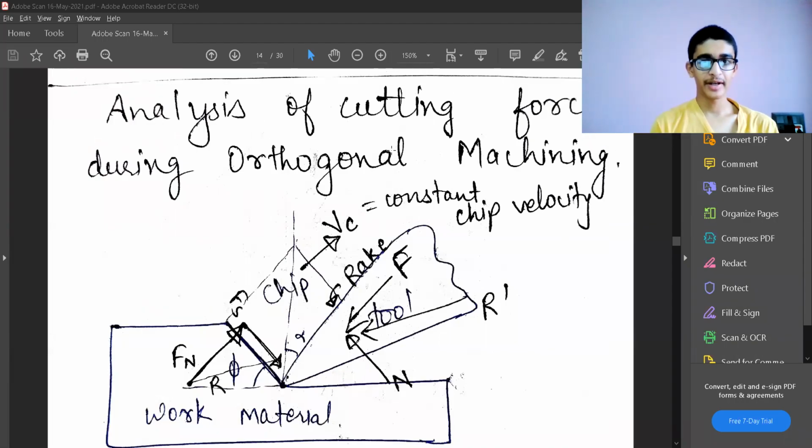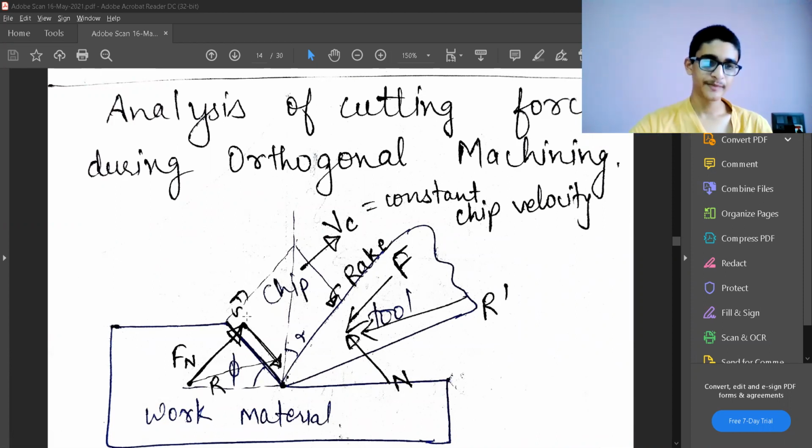So let's start with the analysis of cutting forces. Till now we have defined two major values. One was the value of shear plane angle phi, which is over here, and another was the shear strain value. Now we'll look at the forces which are involved, the forces that the tool makes on the workpiece, the reaction forces with which the work material is going to go on the tool.